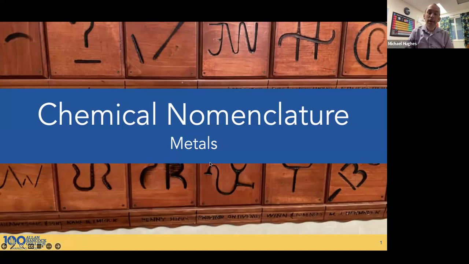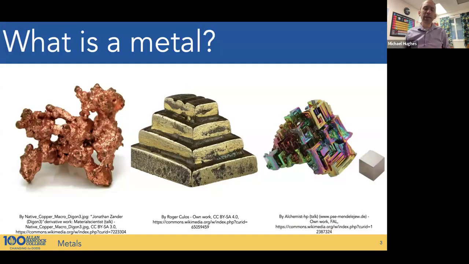Okay, so hello. Today we are talking chemical nomenclature, and specifically within chemical nomenclature, metals are an important topic in being able to name compounds. Of course, when we think of metals, we usually think of solids at room temperature that are good conductors of heat and electricity, that are malleable and ductile, which means that they can be pulled into sheets or into wires. And those are relatively true.